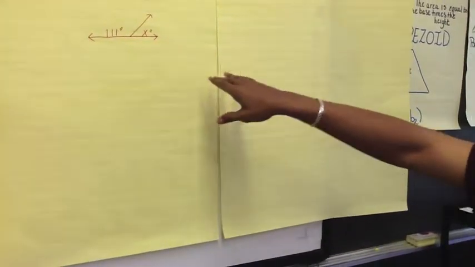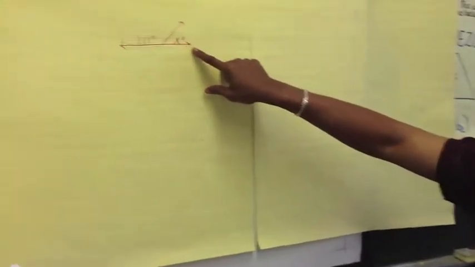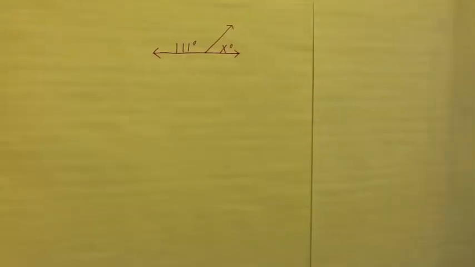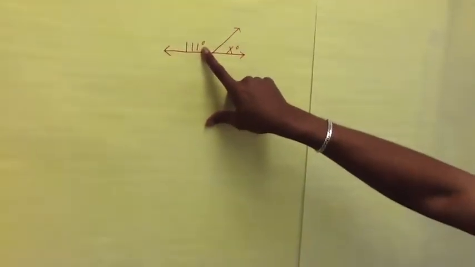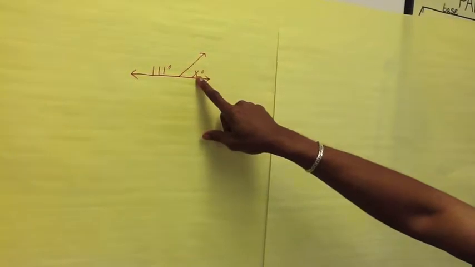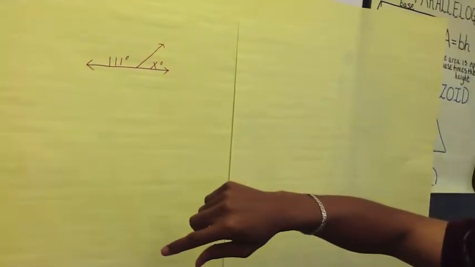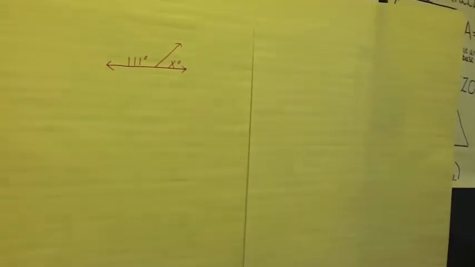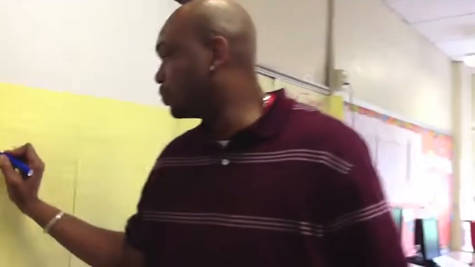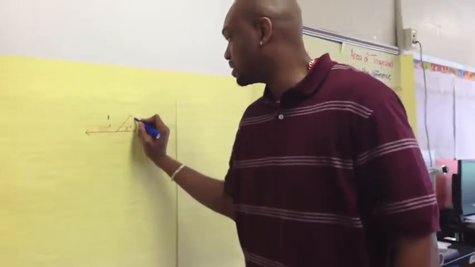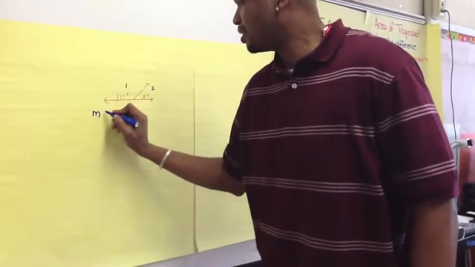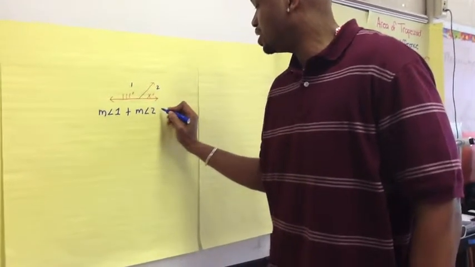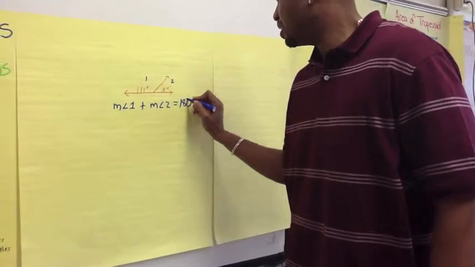Anthony, both of these angles lie on a straight what? Straight line. Anthony, how many degrees is a straight line? 180. 180 degrees. So if I were to add this angle, which is 111 degrees, plus x, what should it equal? If both of them are on a straight line, it should equal 180. 180 degrees. Good. So what Anthony's trying to tell us here, we'll call this angle 1, we'll call this angle 2. If we take the measure of angle 1, add it to the measure of angle 2, he knows it should equal 180 degrees.